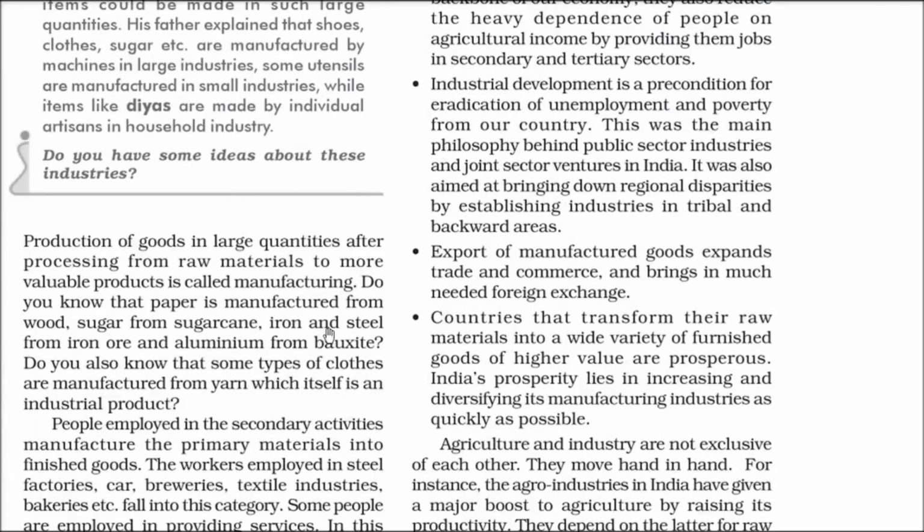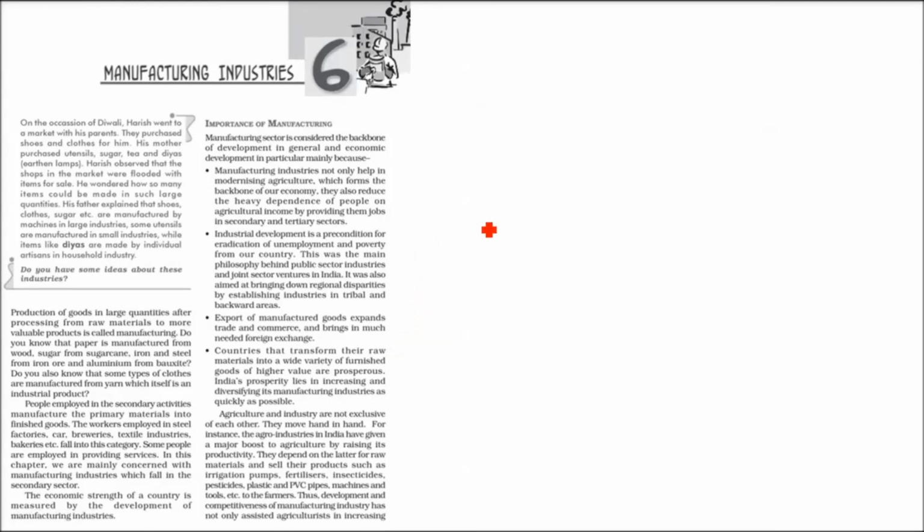What is the industry? Whenever there is a raw material, now raw material is not useful to us. If I provide you bauxite, you'll not be able to appreciate it that much. But when some processing is done on this raw material and it is made into a valuable product, this is called manufacturing. Let me tell you again, the production of goods in large quantities after processing from raw materials to more valuable products, this is called manufacturing.